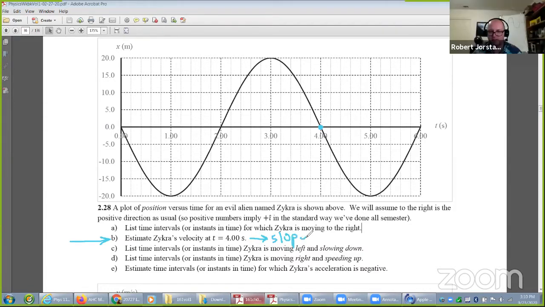Slope. Excellent. And so what we want to do is, a lot of students will come out here and pick these two points and do rise over run, probably because they're the easiest to read off the graph. But I just want to point out how terrible that is.